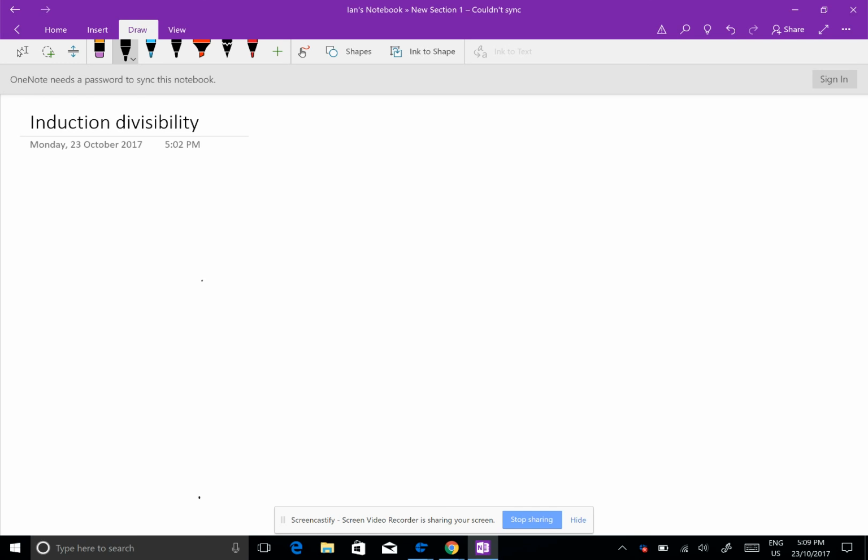I'm just about to go through the work we did today on induction via divisibility. So here's example 1 from the work we did today, which was prove that 5 to the n minus 1 is divisible by 4.